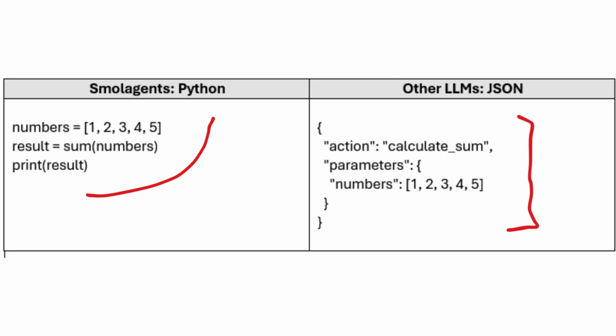Many agentic frameworks use a JSON-based approach to handling actions. Instead of generating executable code, the AI outputs JSON-formatted instructions that must be interpreted and converted into function calls before they can be executed. For example, in a JSON-based system, the agent might output something like this. Action, calculate_sum. Parameters. Numbers, 1, 2, 3, 4, 5.